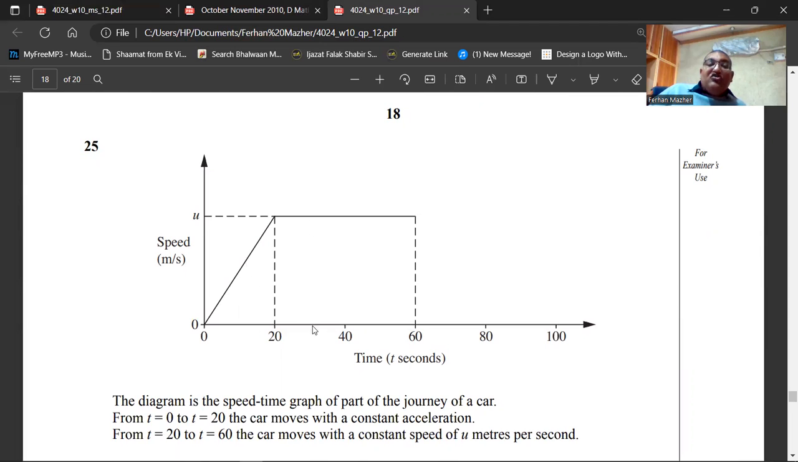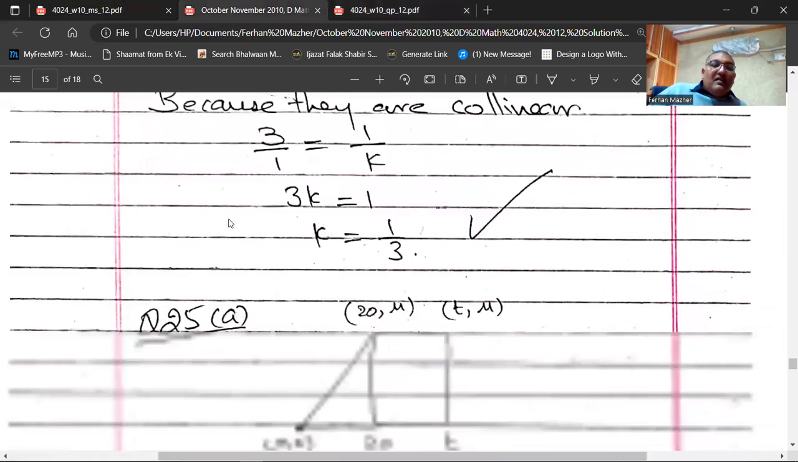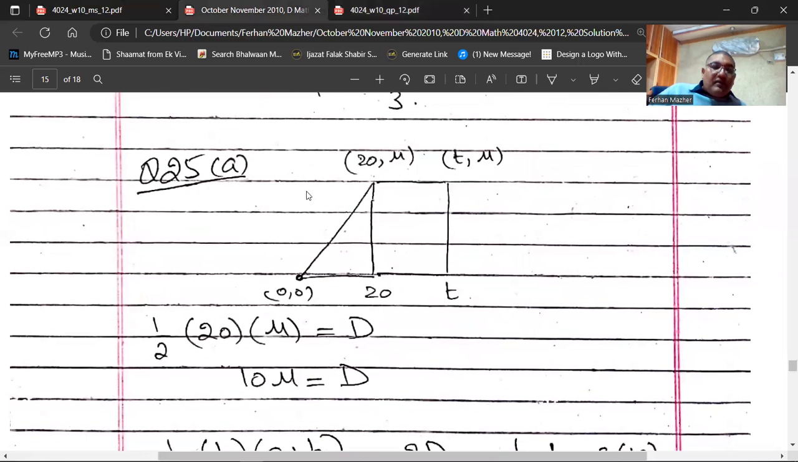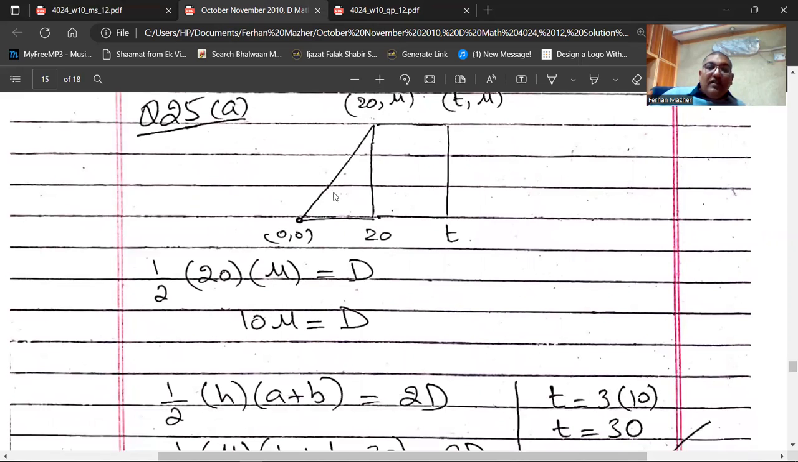This area is d. So I want from this rectangle an area of d. Very simple. Suppose that is the shape, this triangle and this rectangle. At time t, the total area will also become d. So this d and this d, the total distance will be 2d. So 1 by 2 into 20 into u is equal to d, which is the area of this triangle. So 10u is equal to d. Remember this equation.